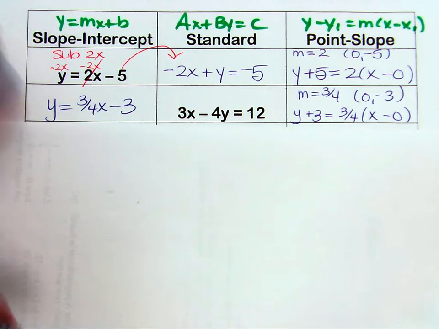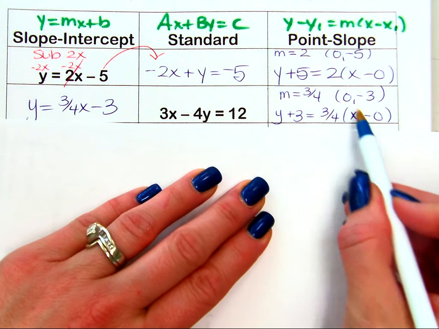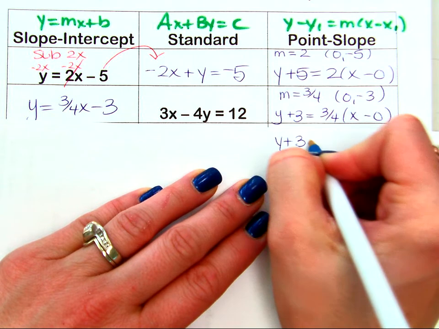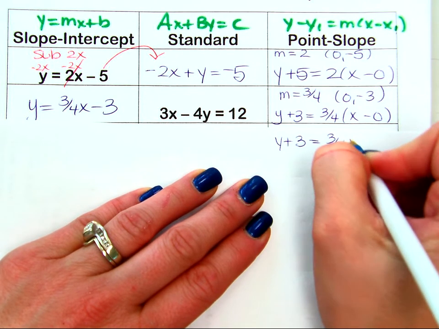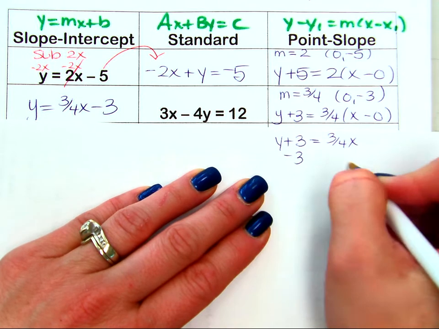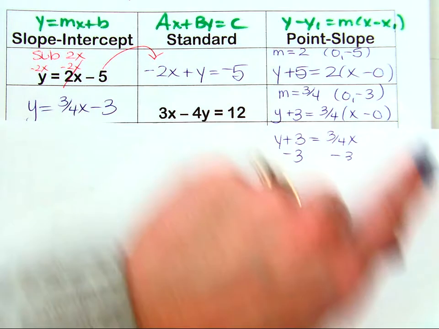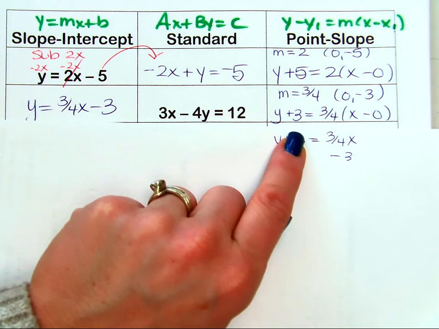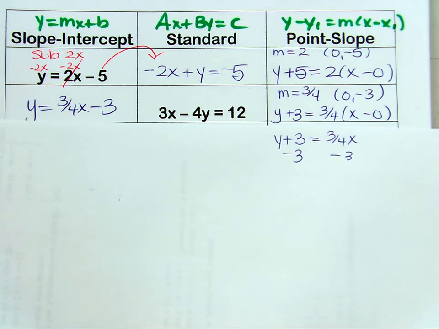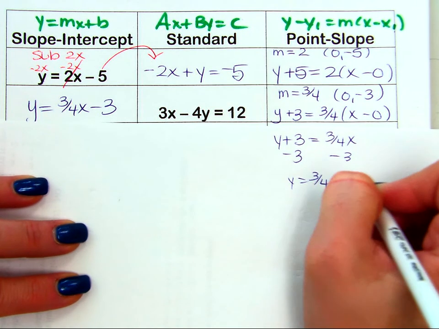Just to kind of show you something and prove something to you, what would happen if you distributed that? You know what you'd get? You'd get y plus 3 equals 3/4 x. And what if I decided to solve it for y? What would I have? That, right? Do you see how it came full circle? So once you put it in point slope form, if you really want to make sure it's right, distribute and see if it is. Okay? So y equals 3/4 x minus 3.